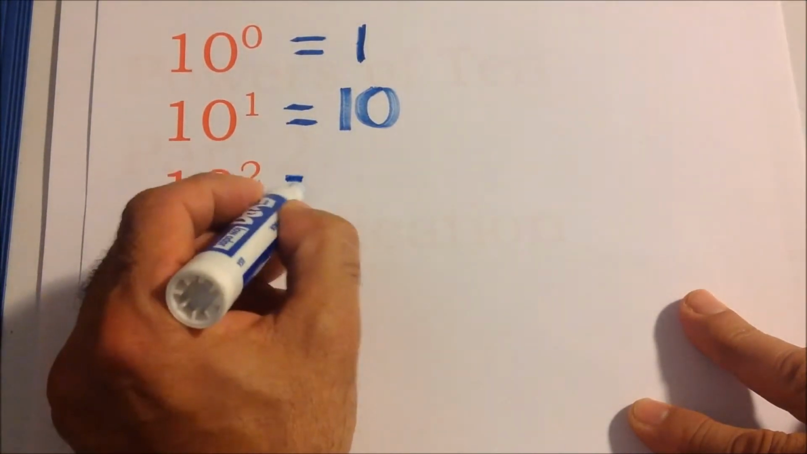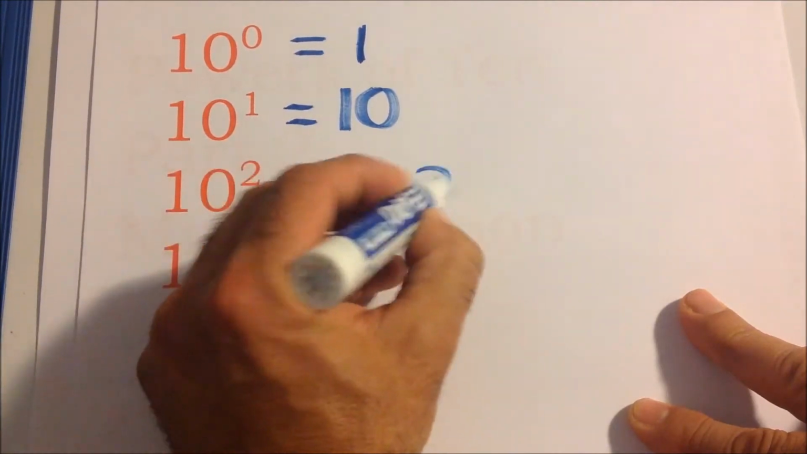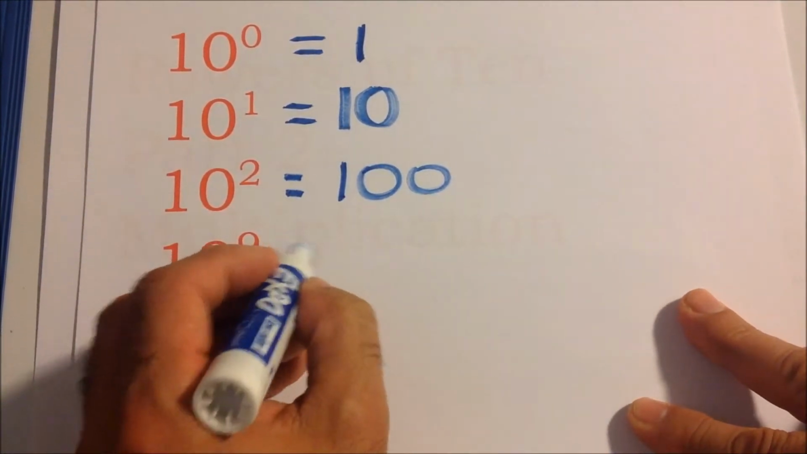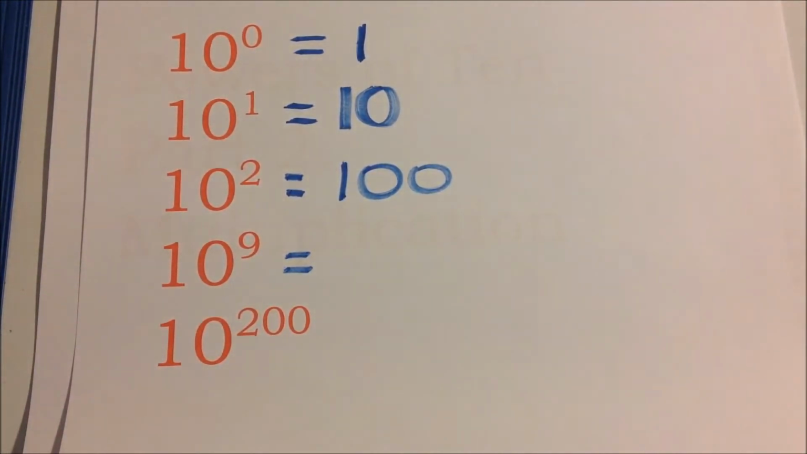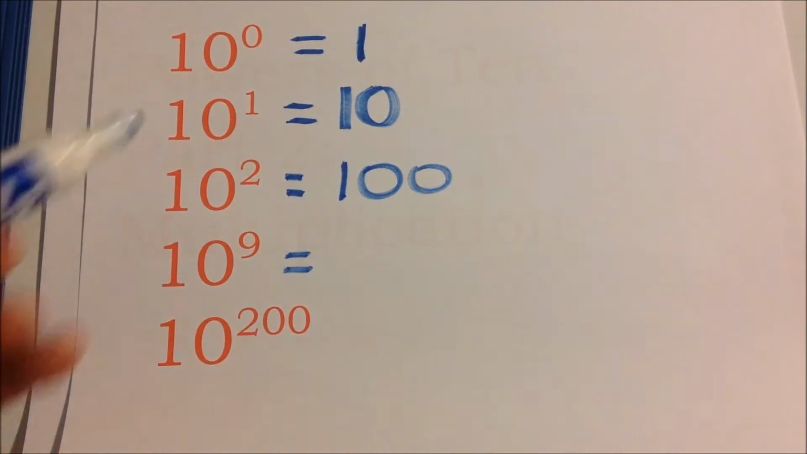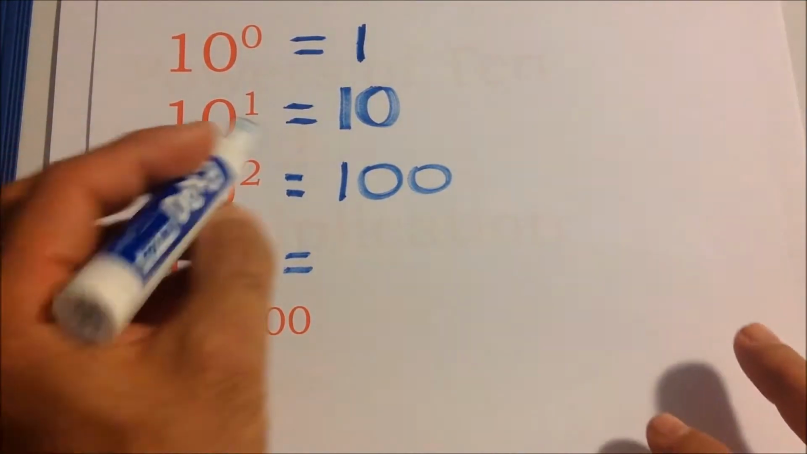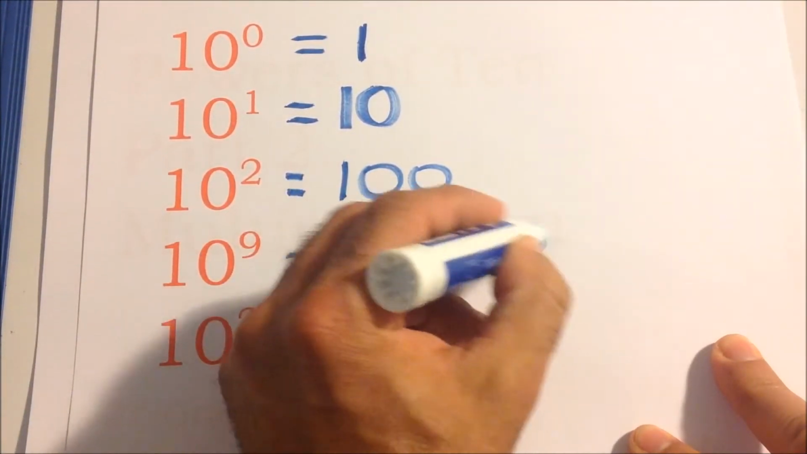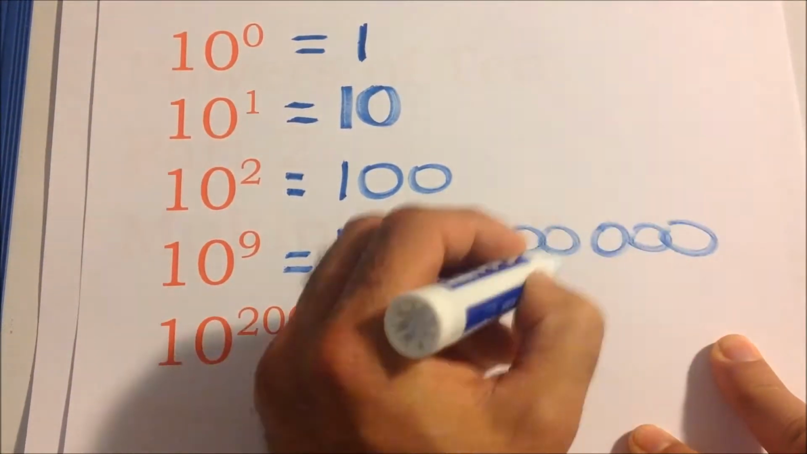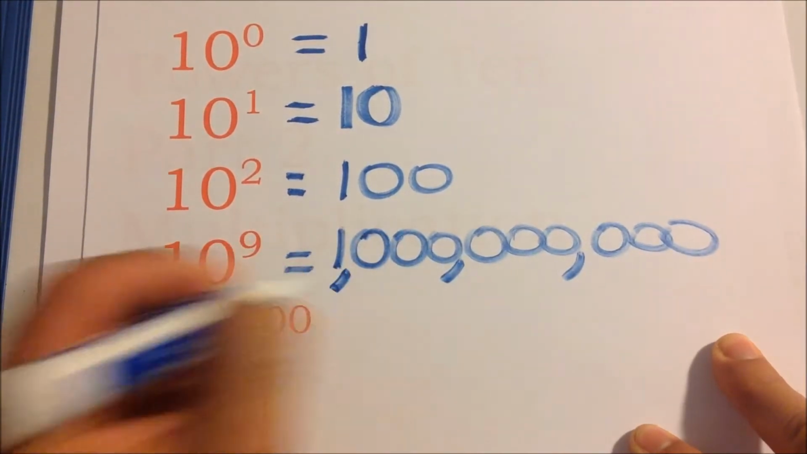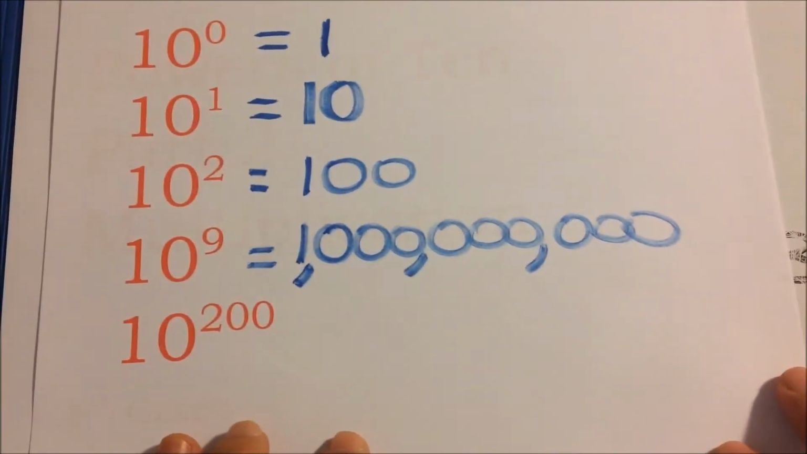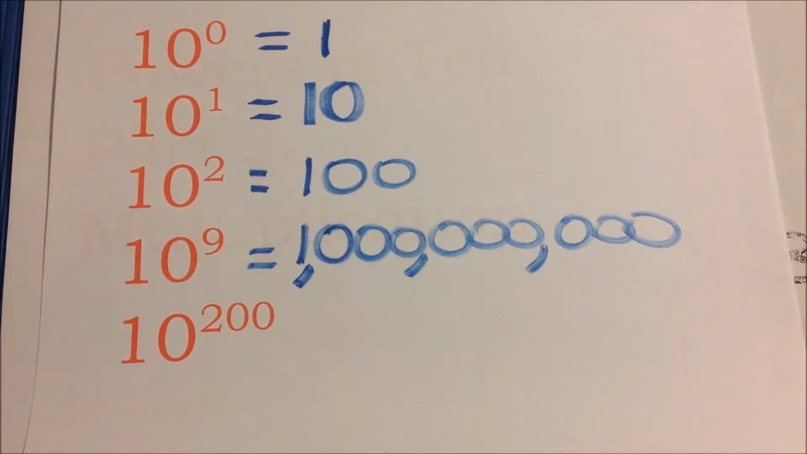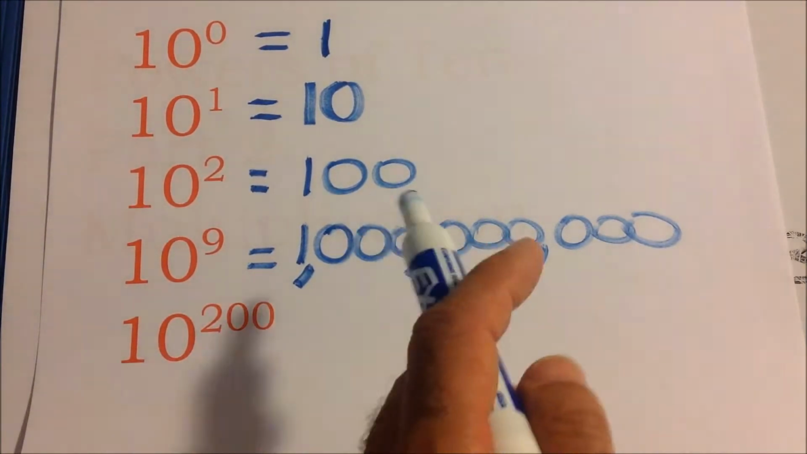And 10 to the power of 2, we should have 2 zeros. 10 to the power of 9, how many zeros should we have? The exponent tells you, right? 9 zeros. You have the 1 and 9 zeros. So we have 1 billion, 9 zeros.